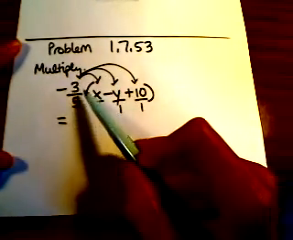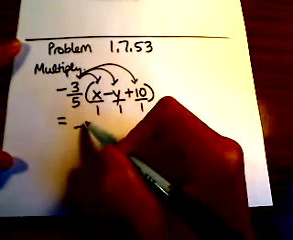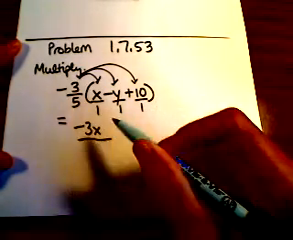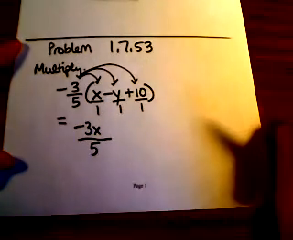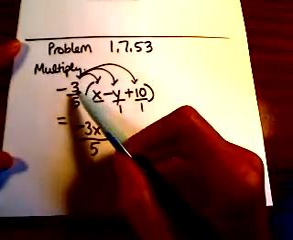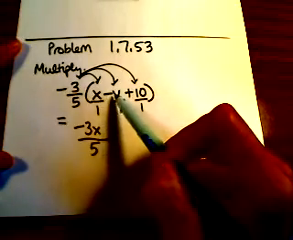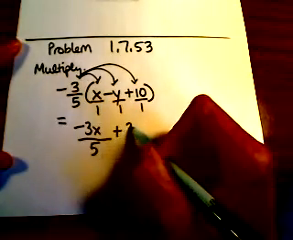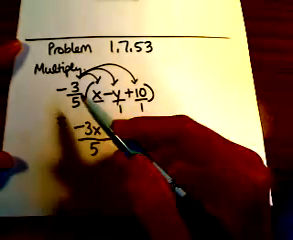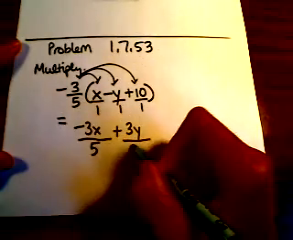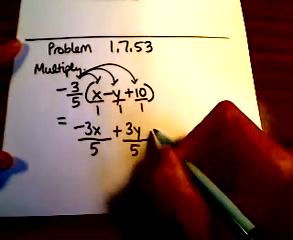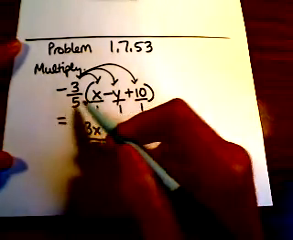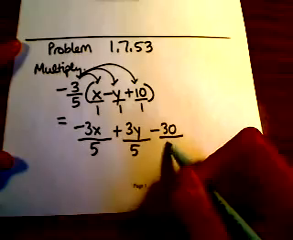So I would multiply the negative 3 times x, and I would get negative 3x. And then I would multiply the 5 times 1, and I would get 5. Then on to the next one, I would take negative 3 times negative y, and I would get a positive 3y. And in the bottom, 5 times 1, and I would get 5. And then negative 3 times positive 10 is negative 30, and 5 times 1 is 5.